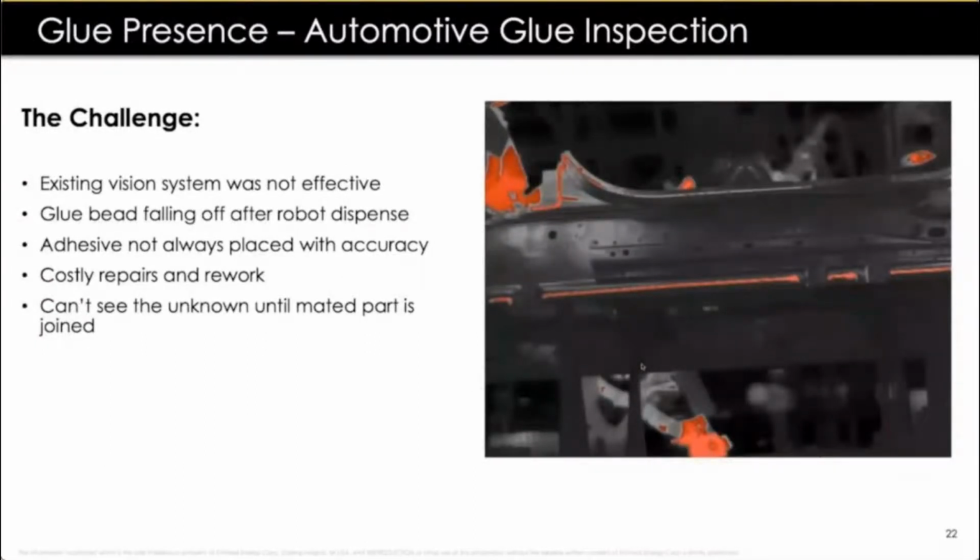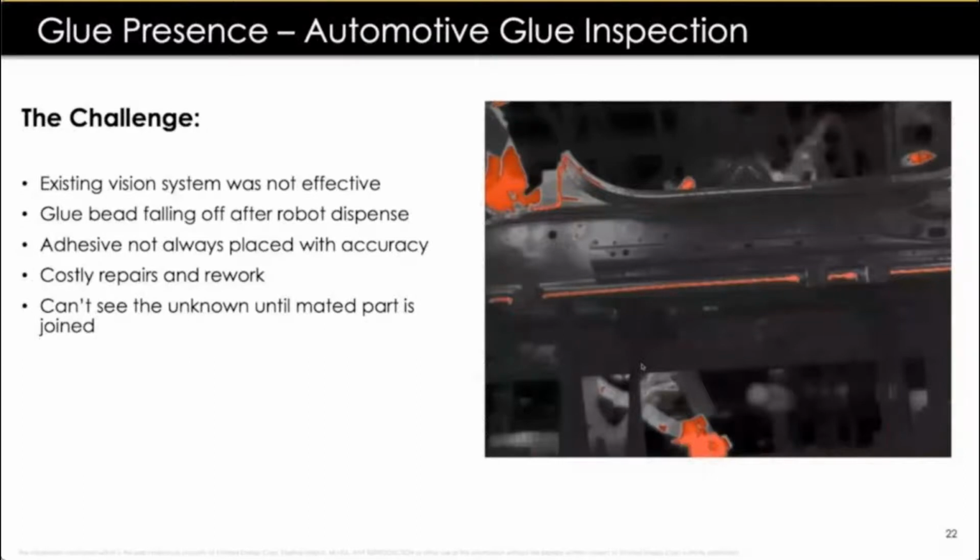Here's an automotive glue inspection process. The vision system was not effective. Again, dark adhesive on a dark product. In this particular case, they had a lot of issues with the glue bead falling off after robot dispensing, and that had to do with this part being metal and not at the right temperature when the adhesive is put down. So it kind of crystallized, and then the adhesive would fall off.